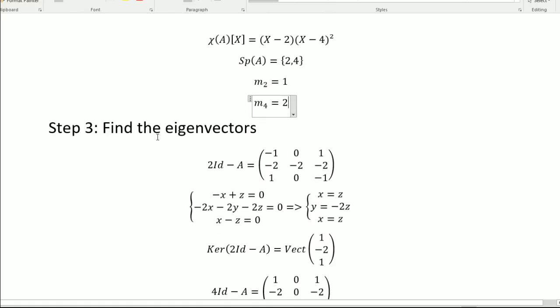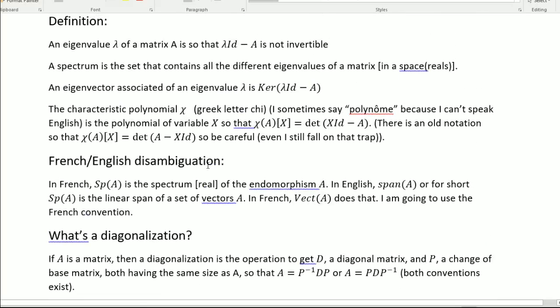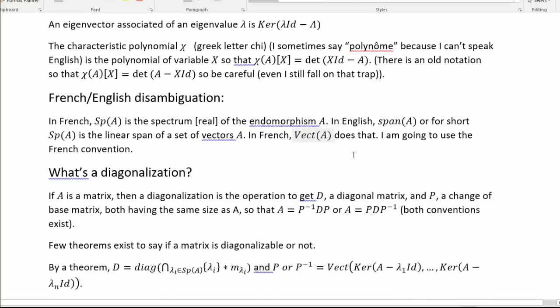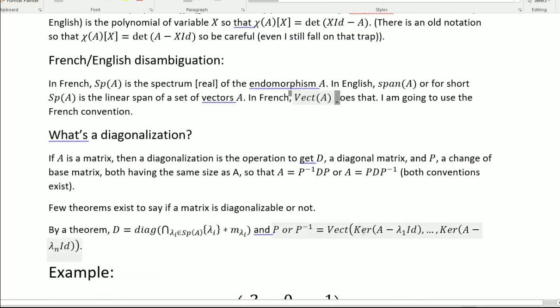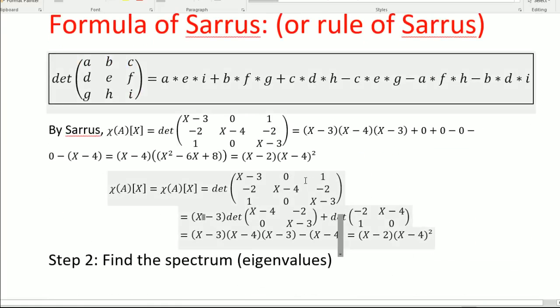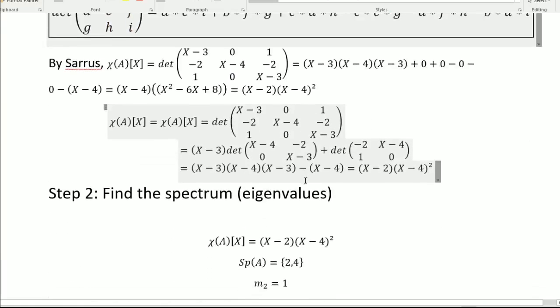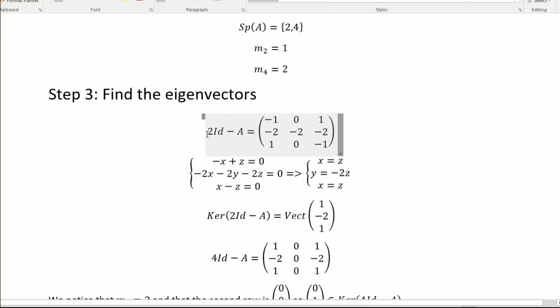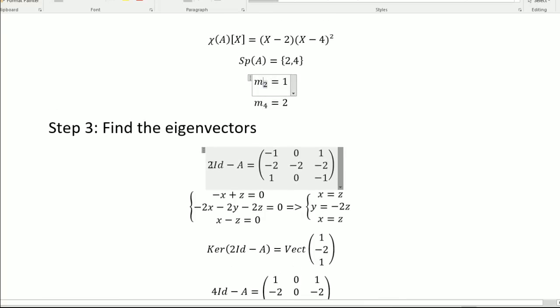Step 3, find the eigenvectors. So to do that, as we've seen in the definition, here we'll be worried about this: A minus the eigenvalue times the identity. So we'll start with the eigenvalue 2. So 2Id minus A is equal to this matrix.